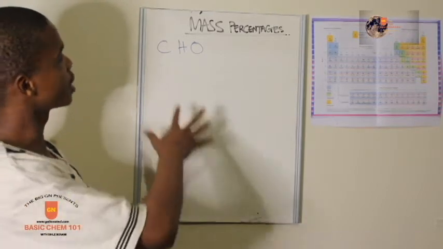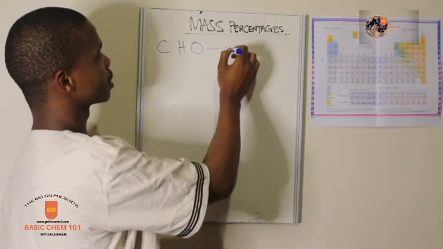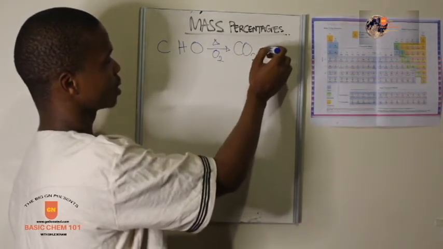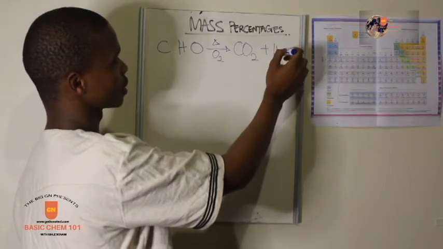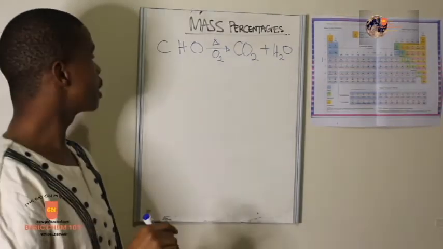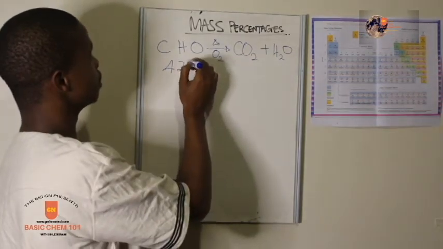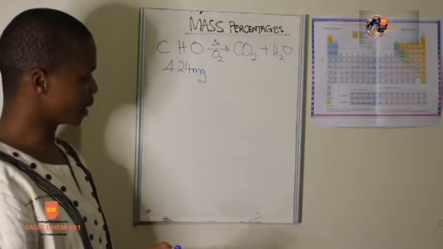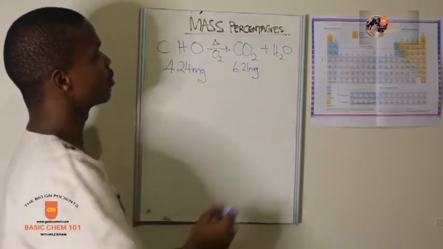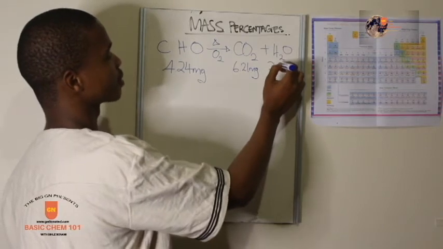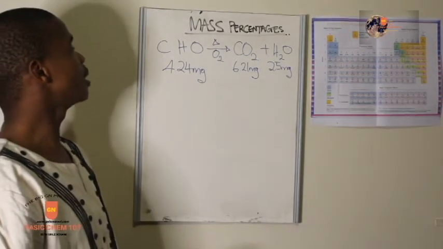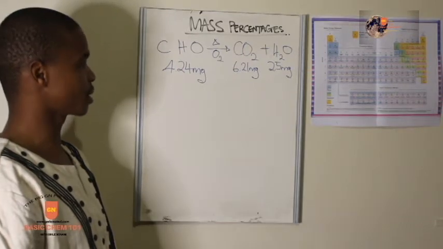So what you can do, if you know that these are involved, is use combustion, which is you burn this in oxygen, then you would get carbon dioxide, then you would get water. Now say when you burn this in oxygen, the sample was 4.24 milligrams. You burn it in oxygen, and then it gives you 6.21 milligrams of carbon dioxide and 2.5 milligrams of water. Now they say calculate the mass percentage of carbon, oxygen, and hydrogen.